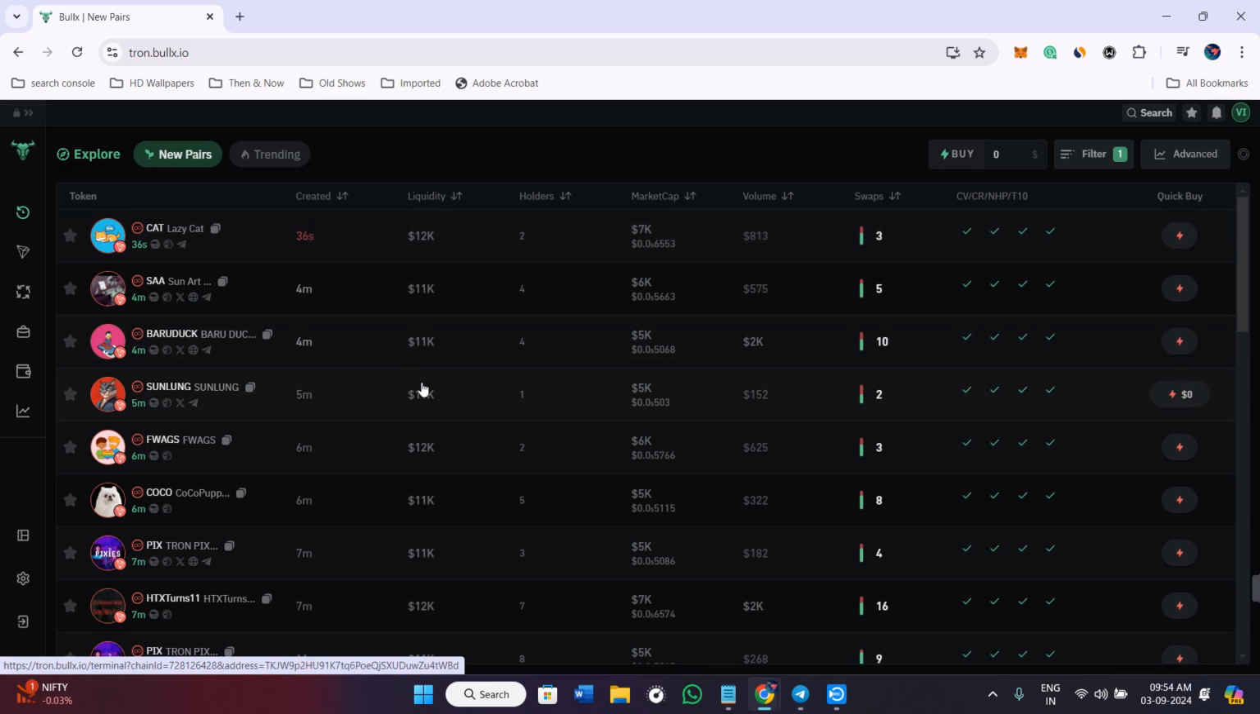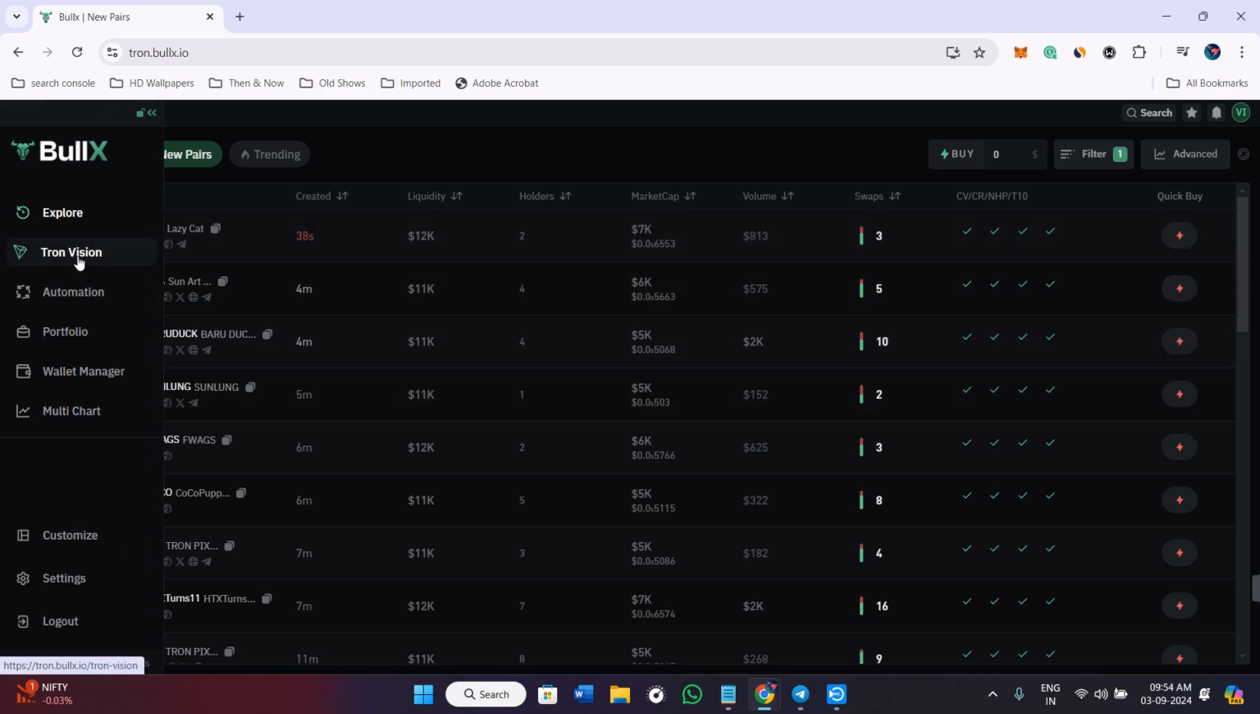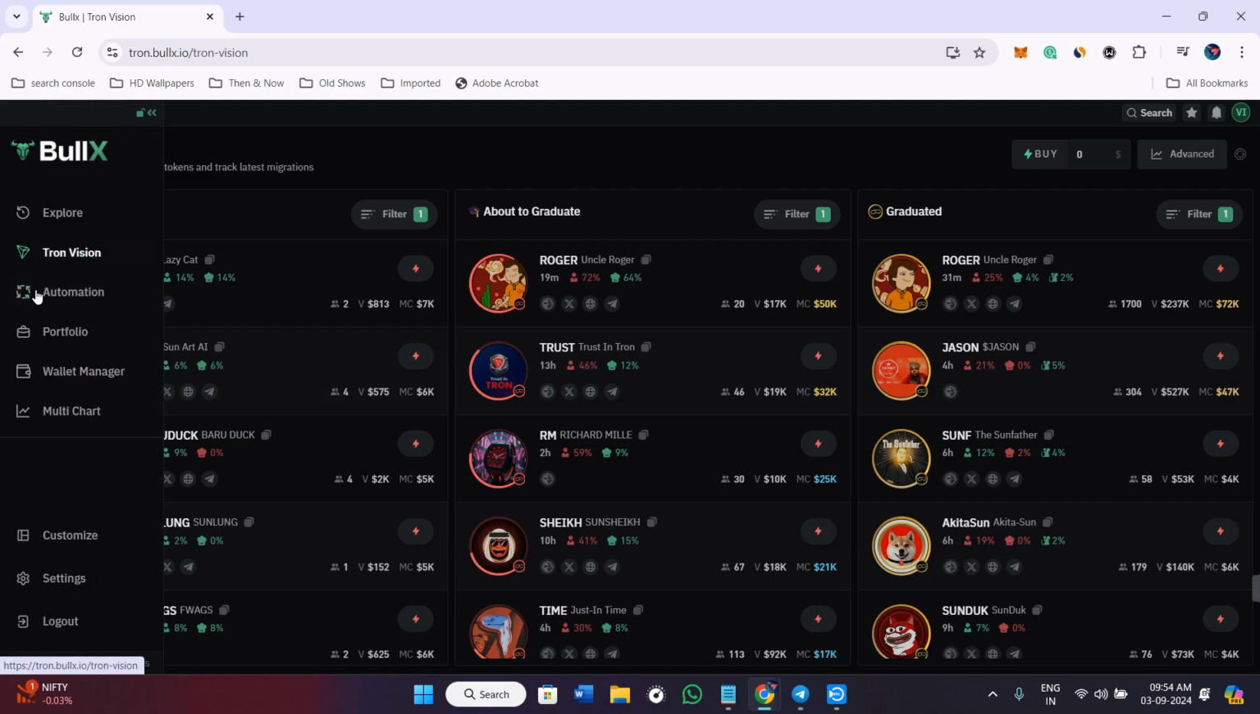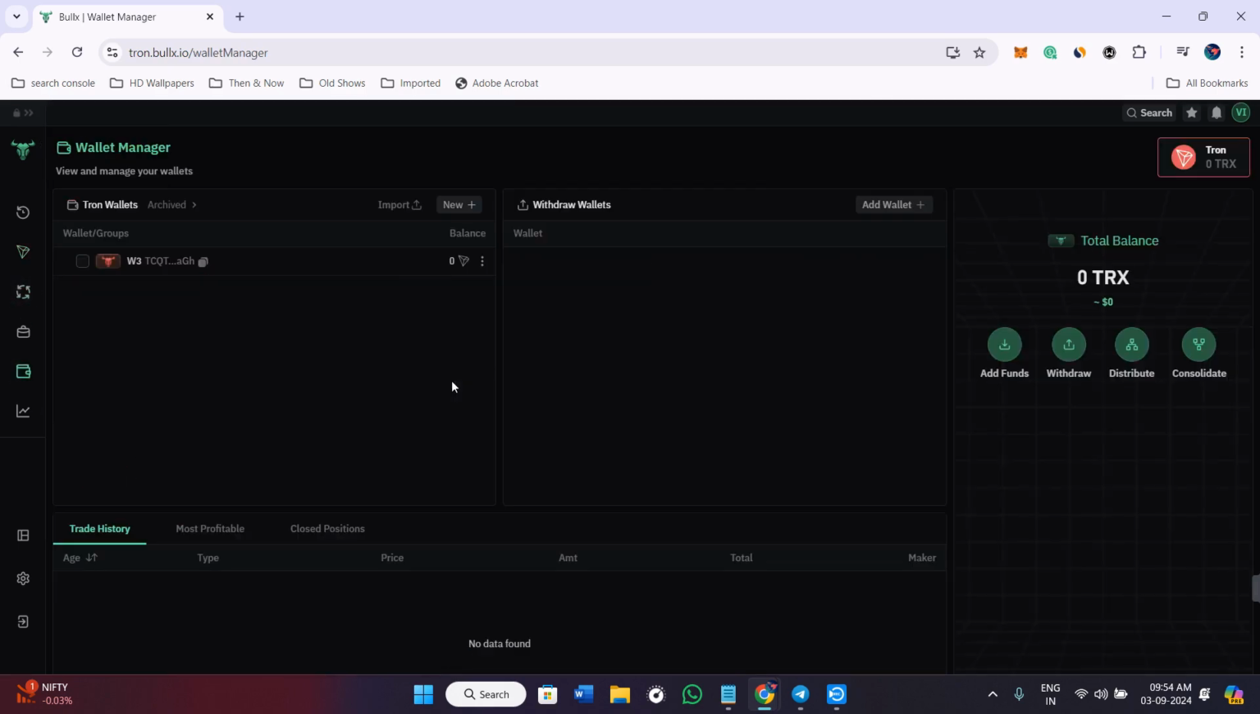Now, Bullx Tron-Vision introduced several new features. So in order to access it, you just have to simply click on the Tron-Vision section. And here we have the option of Wallet Manager, which can be used to easily top up your wallet with TRX tokens and manage funds seamlessly.